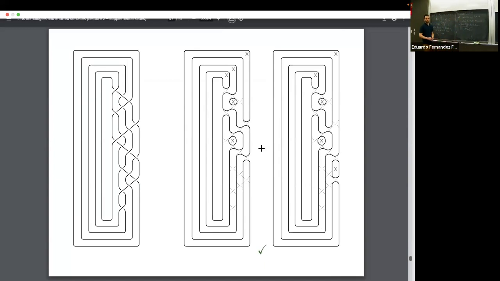Let's see if I can find a way. Okay, yeah. You know what? I don't know exactly what time we started, but let me indulge this one for a second.